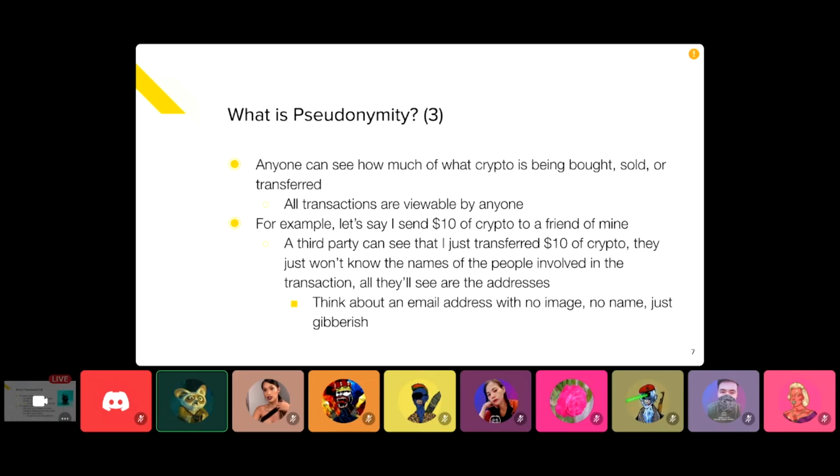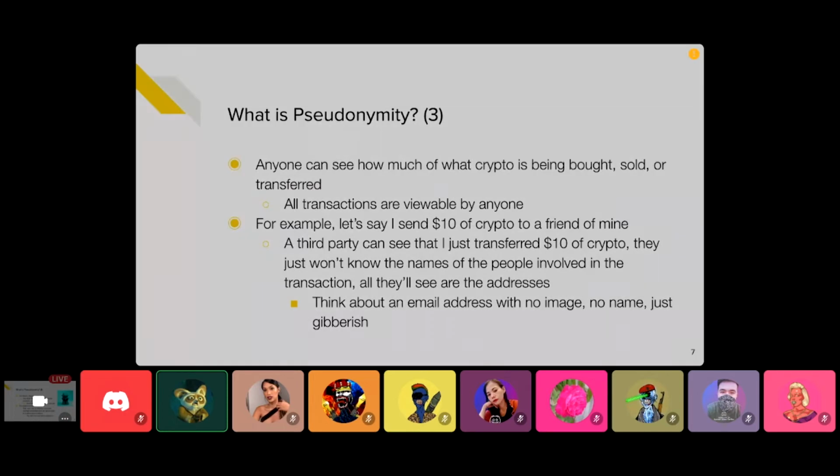So, for example, let's say I send $10 of crypto to a friend of mine. Let's say I send it to Samuel. A third party can see that I just transferred $10 of crypto, but they don't know the names of the people involved in the transaction. All they'll see are addresses. They won't know my name and they won't know Samuel's name, but they will know my public key address and Samuel's public key address. Once again, I used this analogy earlier: it's just an email address with no name or image, just a bunch of numbers. These are a lot of the things that people really enjoy when they use cryptocurrencies.